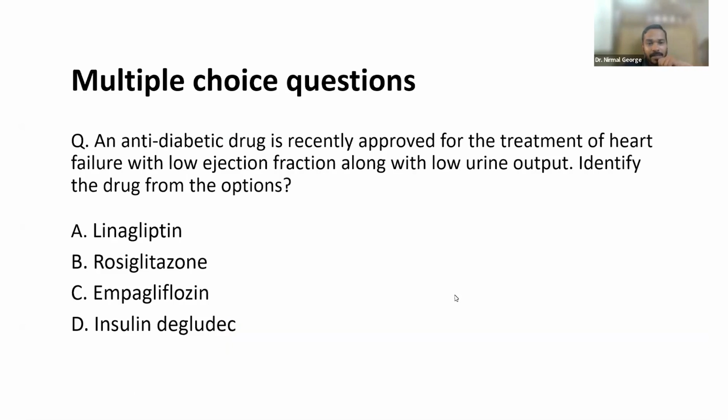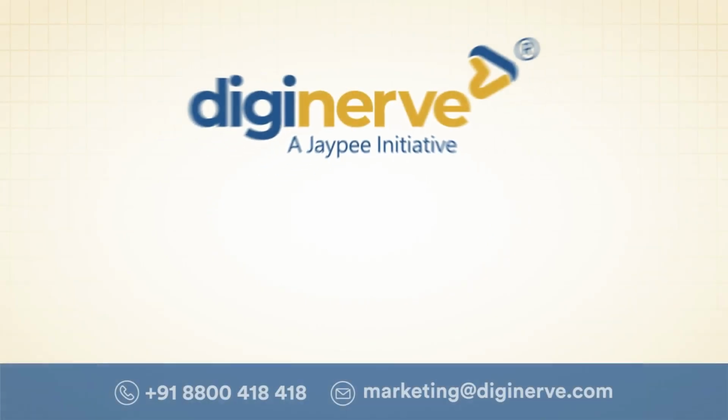An anti-diabetic drug is recently approved for the treatment of heart failure with low ejection fraction along with low urine output. Identify the drug from the options. Linagliptin, rosiglitazone, empagliflozin, insulin degludec. Anybody? Anti-diabetic drug recently approved for the treatment of heart failure with low ejection fraction. So these are the questions that were asked in the previous years of INI-CET. I hope this was useful.